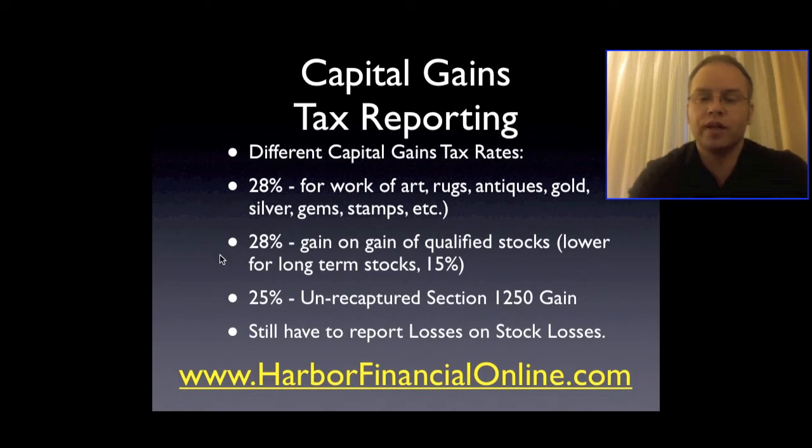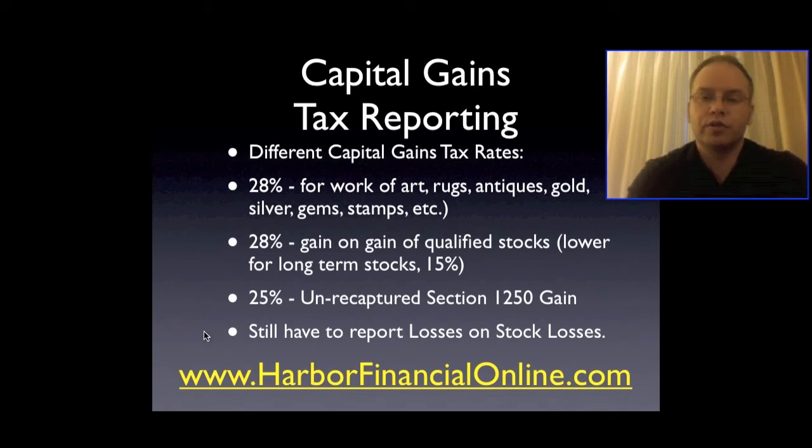28% for the gain on qualified stocks. This is for short-term stocks, stocks that you owned and sold in 1 year or less. It's going to be short-term. Long-term is going to be more than 1 year. If you had that stock for more than 1 year, you'll be in the 15% tax bracket on the sale of these stocks. 25% for unrecaptured Section 1250 gains.